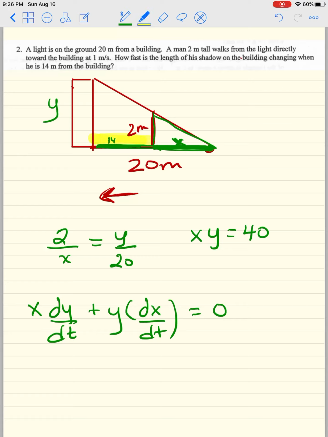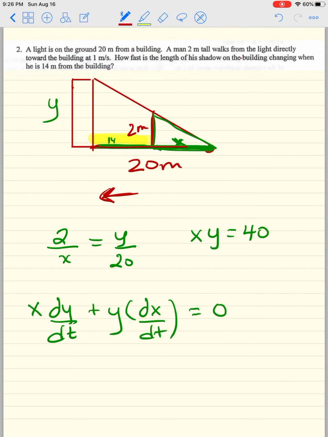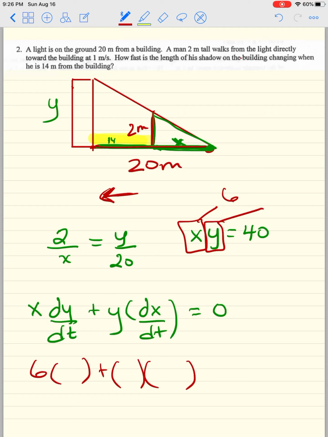Now, if you think about it, this part right here is 14, so X has to be 6 because the whole thing on the bottom is 20, so X is 6. Now, I need to figure out Y and dx/dt and dy/dt. Well, look here. If that's 6, that means Y, I'm just going to have to divide, is 40 over 6. 40 over 6 is 20 over 3. Do you see what I did there? I have to solve for Y by dividing. So Y is 20 over 3.